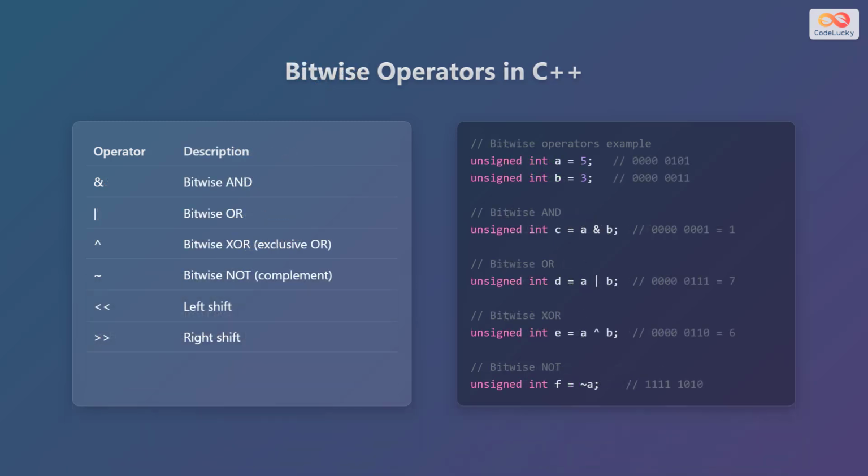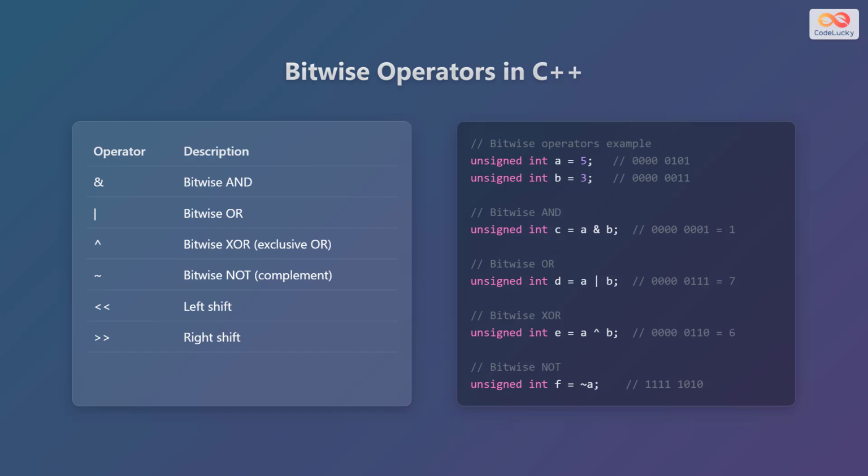Let's now discuss bitwise operators in C++. These operators allow you to manipulate individual bits within integer values. They are useful for low-level programming and tasks that require fine-grained control over data. Here are the common bitwise operators.